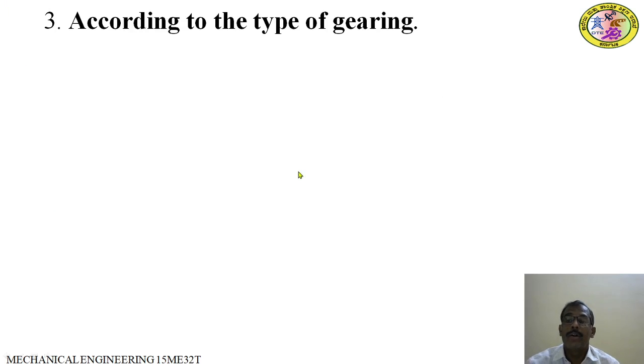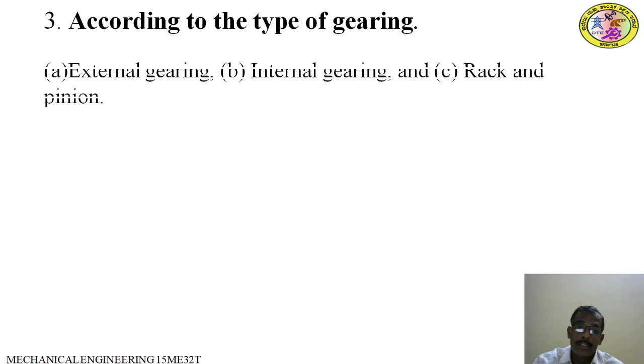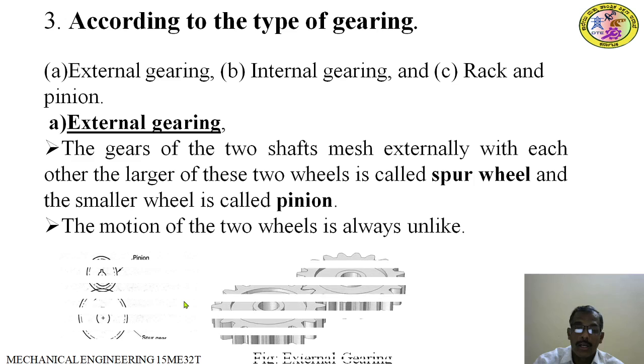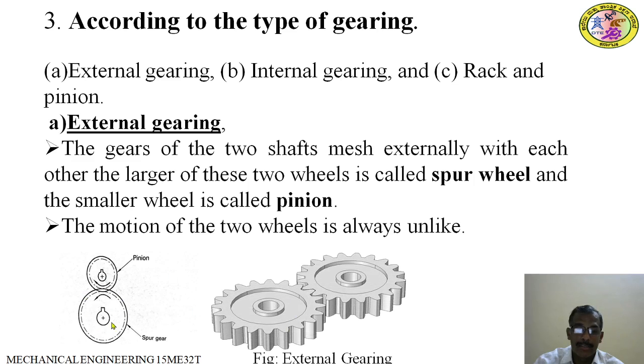Now the classification according to the type of gearing. They are external gearing, internal gearing, and rack and pinion. We will see them one by one. External gearing: observe this is an external gearing. A spur gear is an external gearing. If the gears are made externally, that is known as external gearing. Spur gears, helical gears, and bevel gears all come under external gearings.